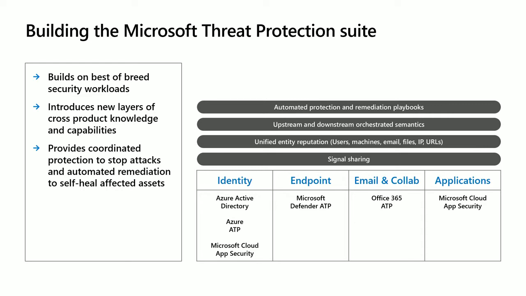The first one is signal sharing. MTP allows the pillars to easily share signals, whether it's an alert to an alert, or an event to an event, to help amplify the signals to better protect your organizations.